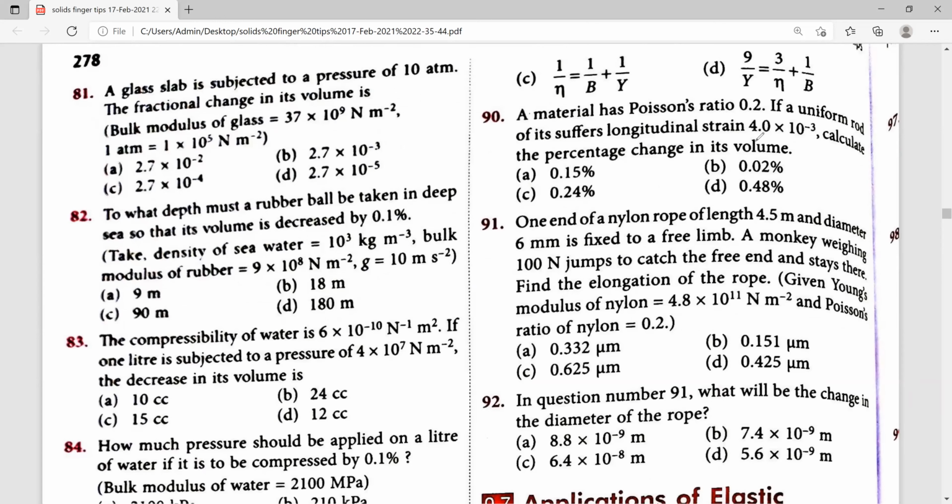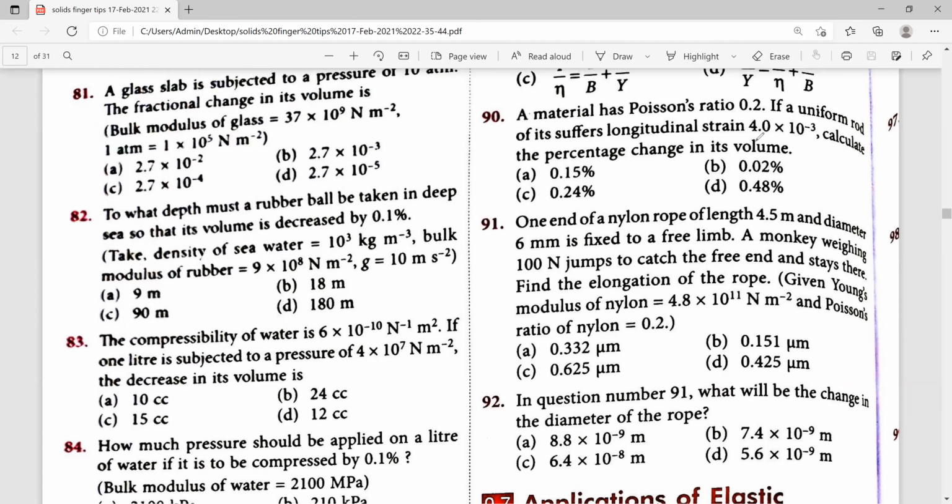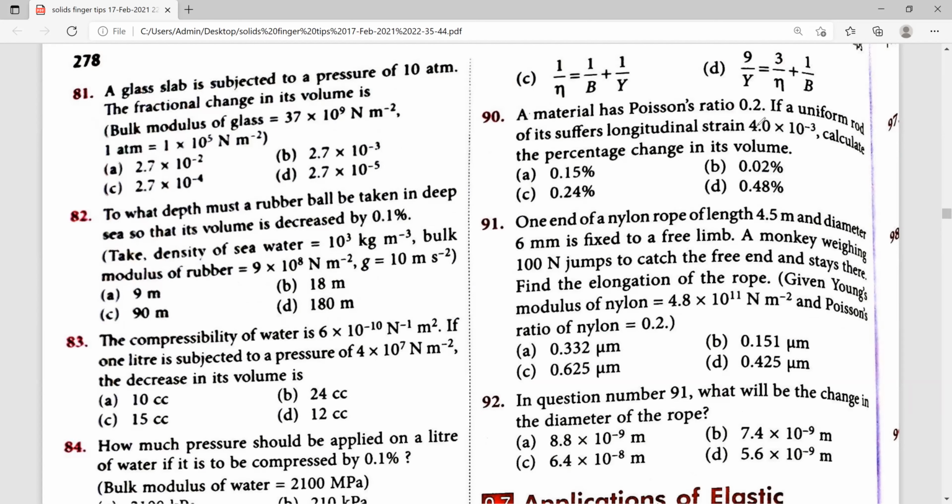Next, question 81. A glass slab is subjected to a pressure of 10 atmospheres. The fractional change in its volume is asked, with the bulk modulus of glass given in the bracket. Using the formula for bulk modulus, we have to calculate delta V by V.